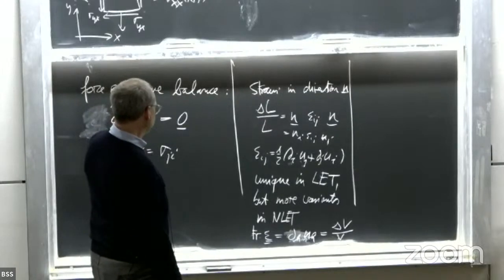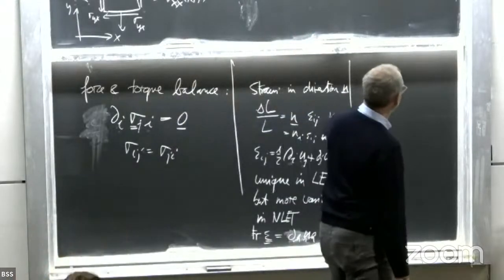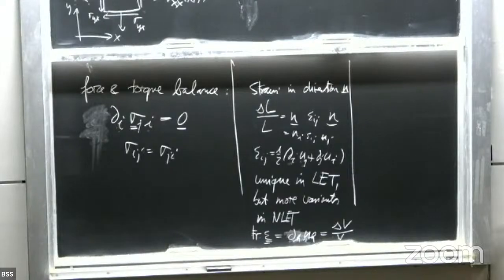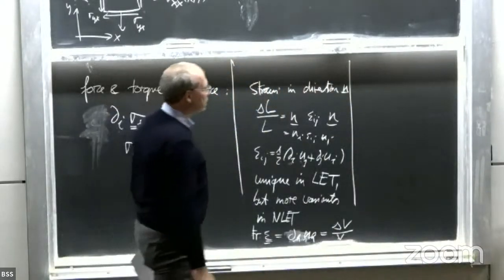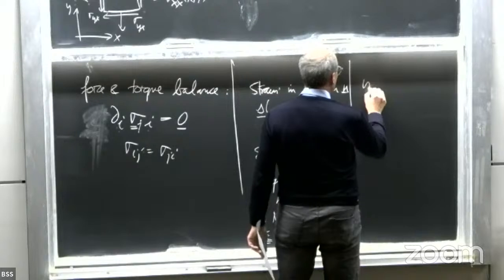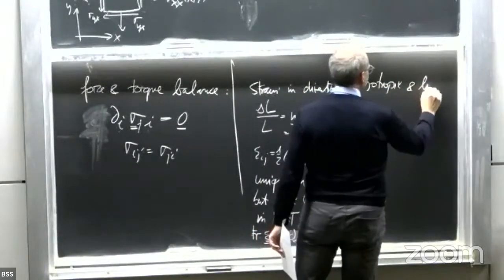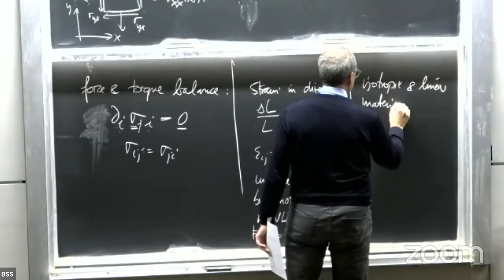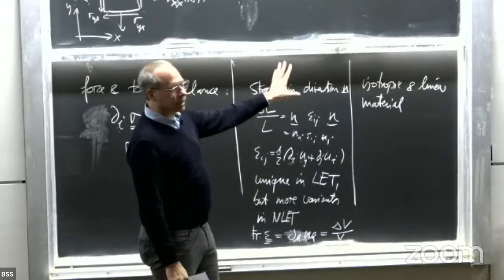So we have stress tensor, we have strain tensor, and now we also should have this elastic law here. And here actually there is a dramatic reduction if I assume that the material is isotropic and linear. So isotropic and linear material. Okay, I also get the details, but it's all written in Landau-Lifshitz.